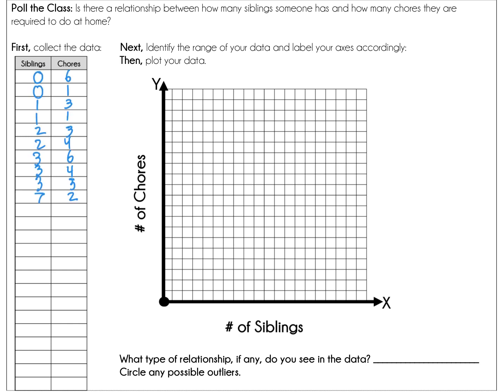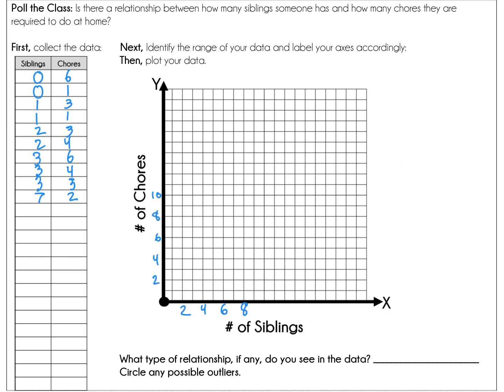We need to identify the range of our data and label our axes accordingly. Well, for siblings, we go from 0 to 7. That means we want at least 7 as our maximum number. I'm just going to count by ones, make it easy. And for chores, we need to go from 1 to 6. So chores only needs to go to 6. Once again, I'm just going to make it easy and count by ones.